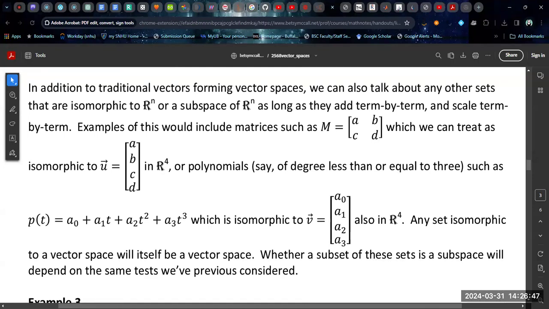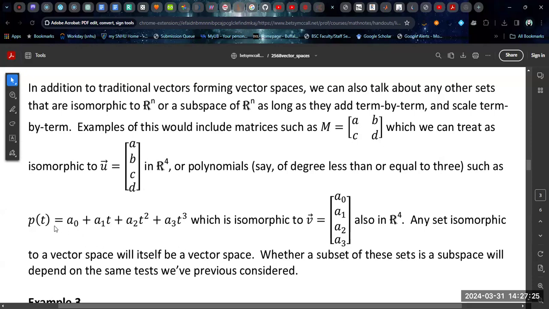Now, in addition to traditional vectors from Rn, we can also have other types of things which are also vector-like. We can include matrices, for instance. Because we're not doing matrix multiplication, we're doing addition and scalar multiplication, and that is just component by component. It's relatively easy to see why this would be a vector space. We can actually think of it as essentially a vector in R4, A, B, C, D.